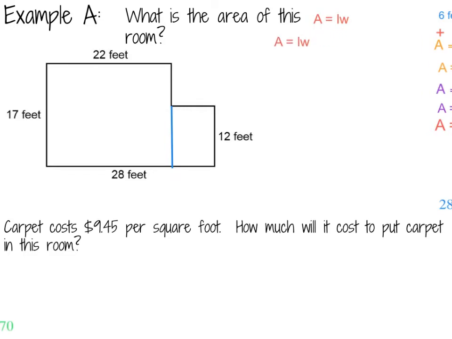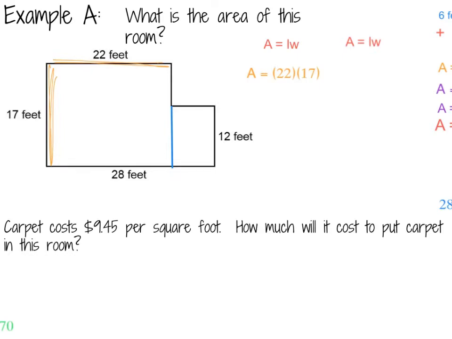So I'm going to write my rectangle area formula, which is area equals length times width. Now again, I have 2 rectangles here, so I'm going to need area equals length times width twice. So my first rectangle, I'm going to plug in my numbers 22 and 17, because 22 is the length and 17 is the width.